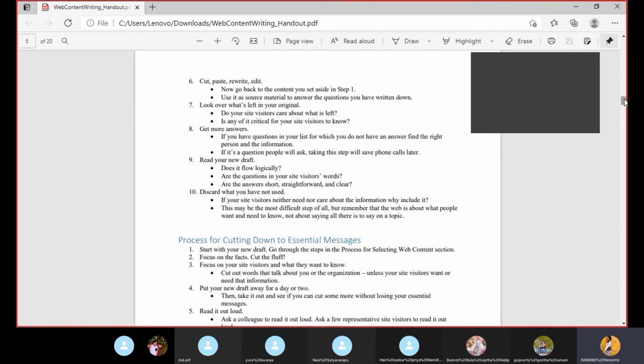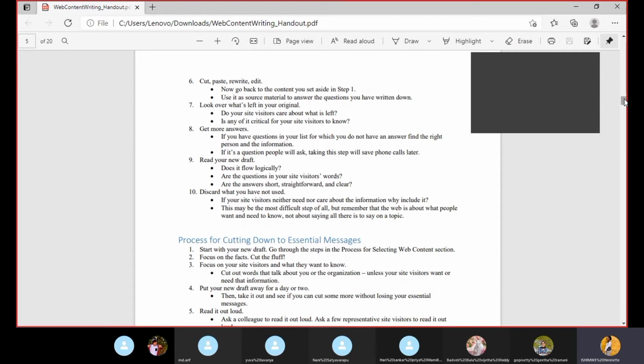And then the 10th step is about discarding what you have not used. As you have answered all the questions and chosen the content for the web page, now you try to remove the content which is irrelevant. If your site visitors neither need nor care about the information, why is it included? You don't have to put content which your visitors are not going to need. What for? Adding content which is not relevant to the visitors might reduce the number of visitors who may be interested in reading the content.